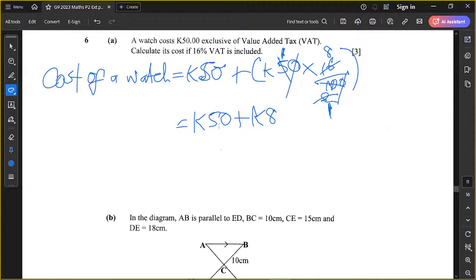Then we say equals to 50 kwacha plus 8 kwacha will give us 58 kwacha. That is the answer. If you have got questions, you can ask in the comment section. Otherwise, this is the correct answer, which is 58 kwacha. So the cost of a watch with the VAT included will be 58 kwacha.